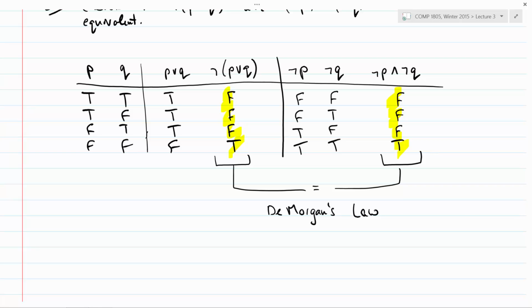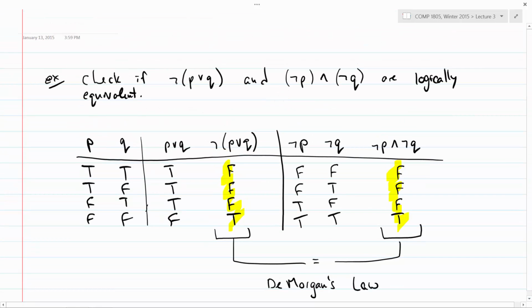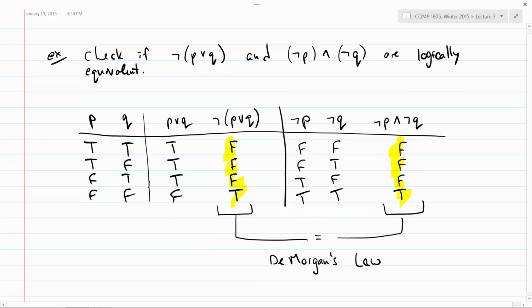All right. So does this make sense as a method? Yeah? Yeah, so the negation of the disjunction is the same as the conjunction of the negations. If that's not a helpful way for you to remember it, then don't worry about it. If you do find that helpful, well, that's a good way to memorize it.